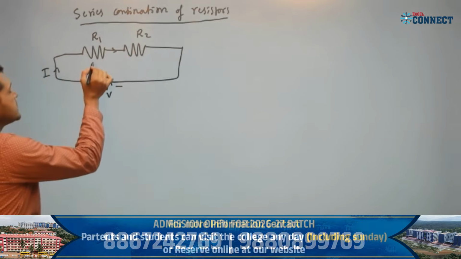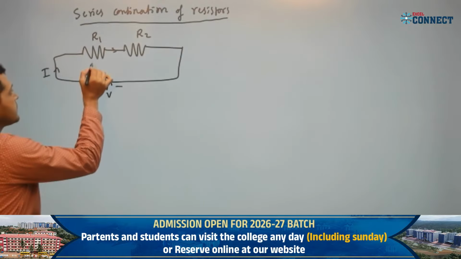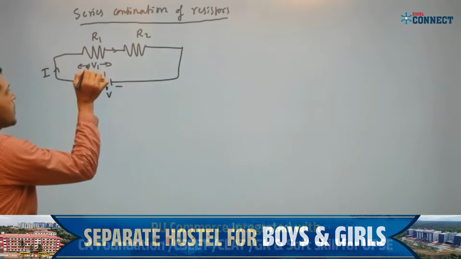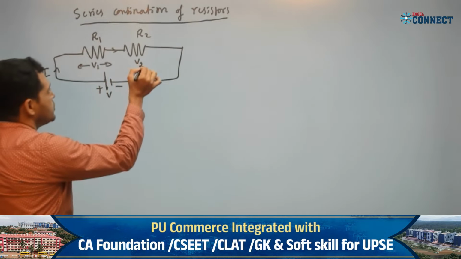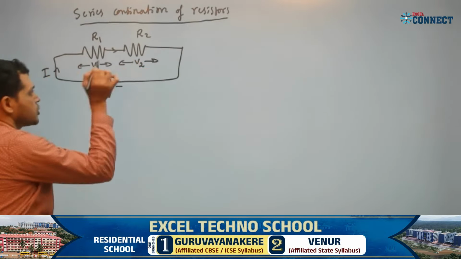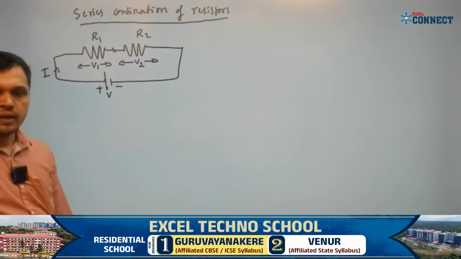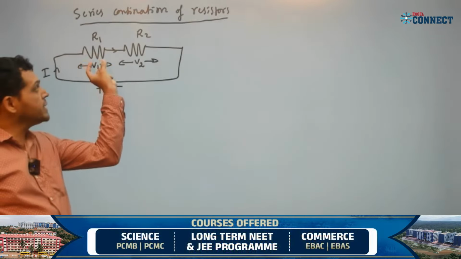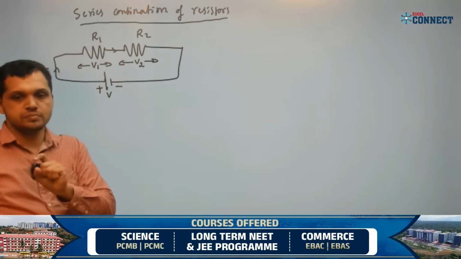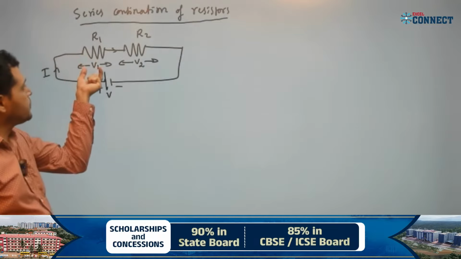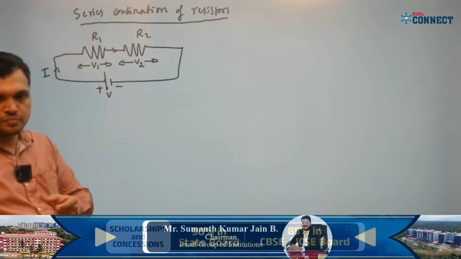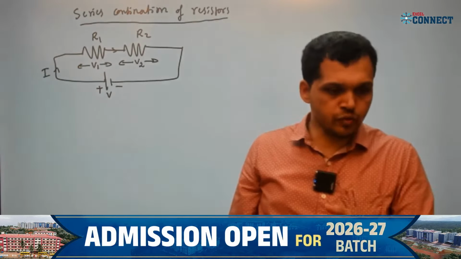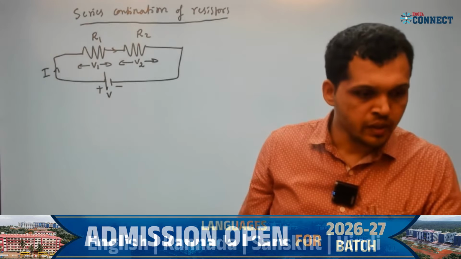Now what is the potential difference across this first resistor R1? I'll write V1. And here I'll write V2 is the potential drop across the second resistor. As the current flows through the resistor, there will be voltage drop across the resistor. This voltage drop I will write as V1 and V2. Is it clear? Yes, sir.